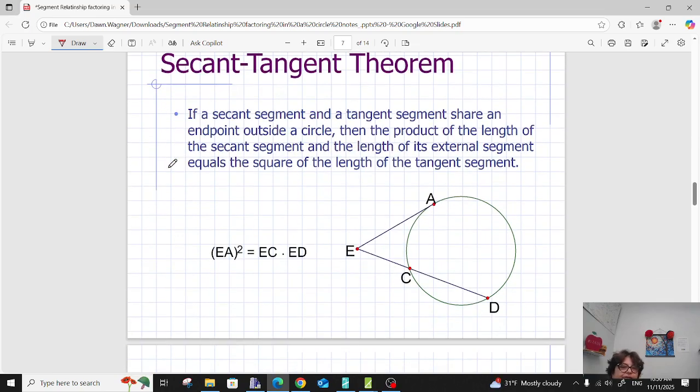Now, here's another weird theorem. This one is a tangent segment versus a secant segment. So it's saying that if you square this one, it's going to equal EC times ED.